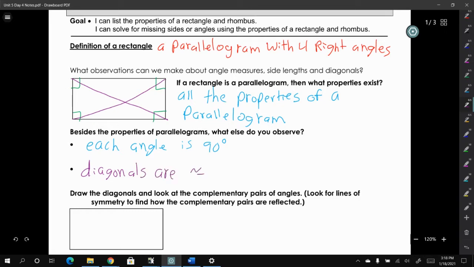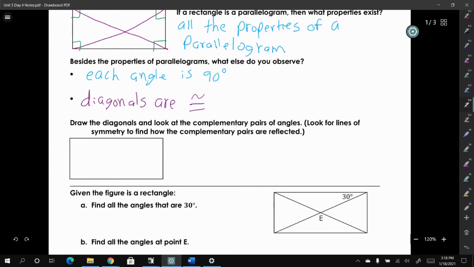Now, we talked about the diagonals bisecting each other in a parallelogram, but in those parallelograms, the diagonals weren't congruent. If we have a rectangle, then the diagonals are congruent. So we're going to draw these diagonals and look at complementary pairs of angles. So let's do that again. Draw in our diagonals.